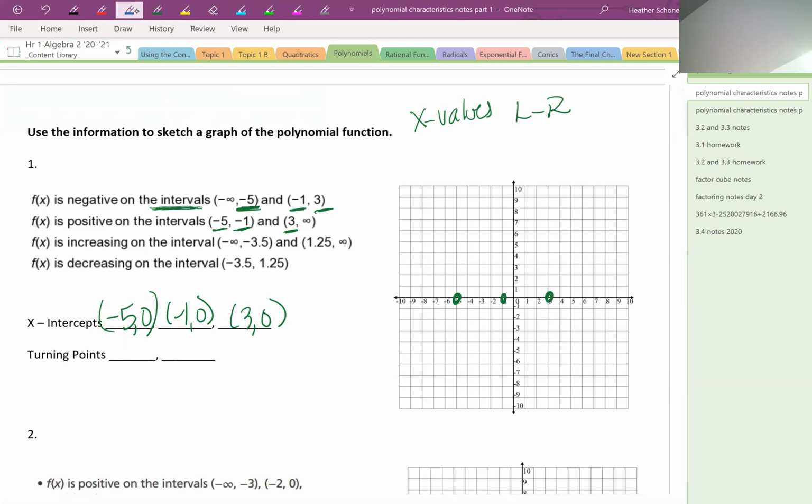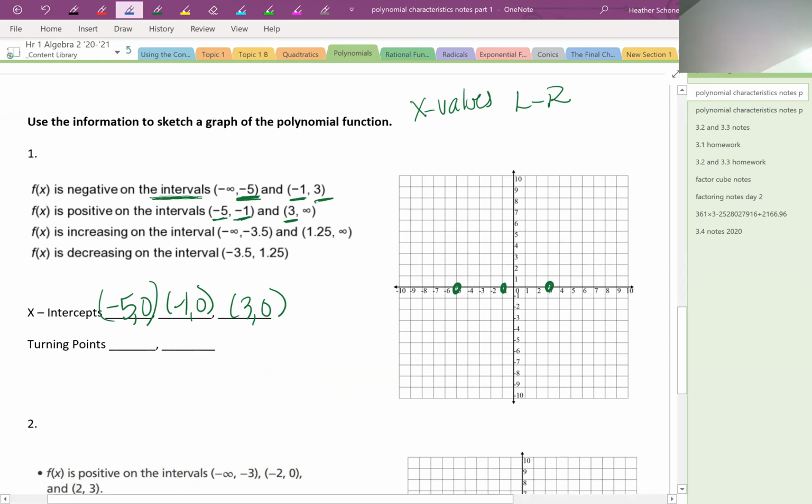Now increasing and decreasing. Remember, if it's increasing, it's going up. This is increasing. And if it's decreasing, it's going down. So when these intervals are here, that means that at this point, it stops increasing at -3.5 and then starts going down. Okay, so these are what I like to call turning points, because at these points, the graph is going to turn direction. Now, it's not an actual point, it's a line.